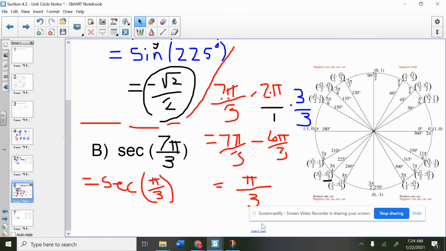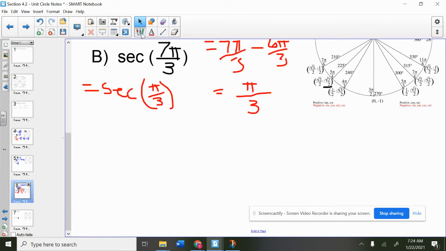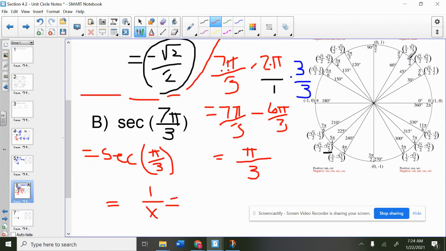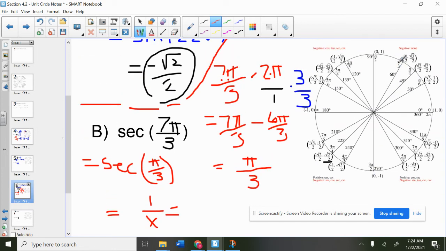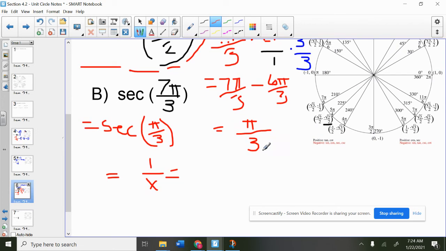So in order to do this one, I'm going to have to find that out. I need to say, well, that's 1 over the x value. So 1 over the x coordinate. So at pi over 3, there's my pi over 3. The x coordinate in this case is 1/2. So I'm left with 1 over 1/2.